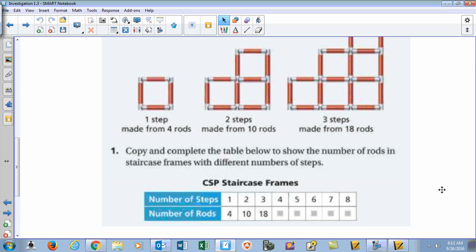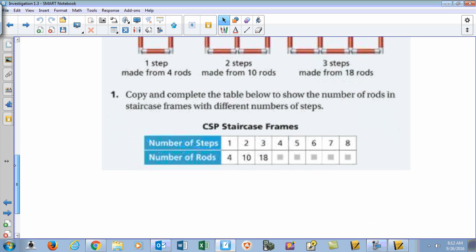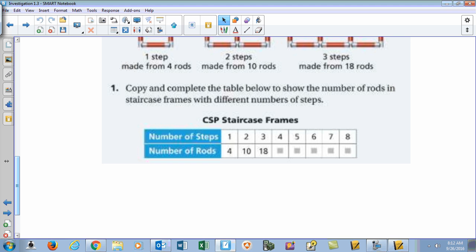All right, so let's get someone's results. How many groups think they found the pattern to the staircase frame from Friday? All right, Dana, go ahead. After 18, it goes 28, 40, 54, 70, 88. All right, how many groups got that same table?